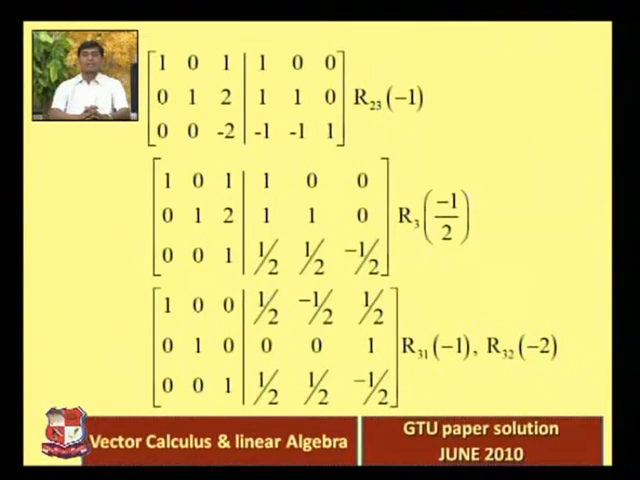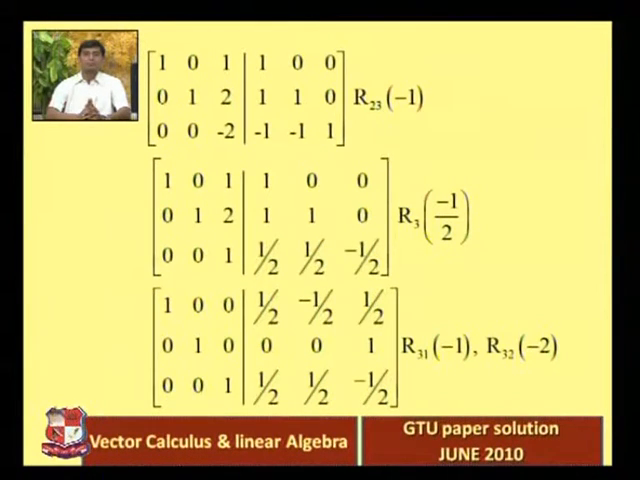Now the next process, you can see on the left-hand side, in the third column we have leading entry 1 in the third row. Above that leading entry we want to make 0. So that's why we multiply the third row with minus 2 and add it into the second row, and we multiply the third row with minus 1 and add it into the first row. So the third row is as it is.